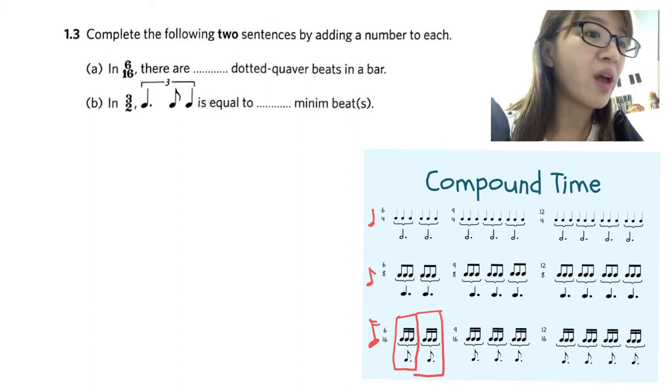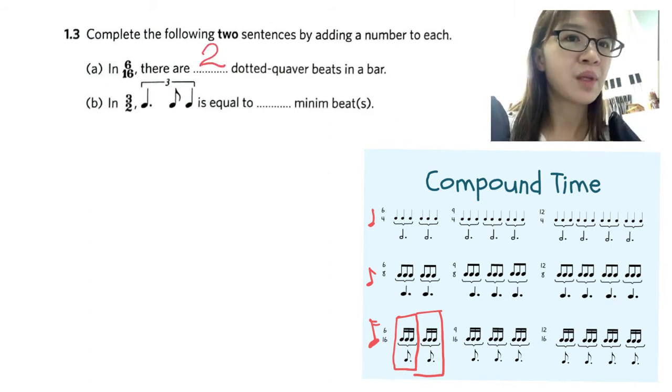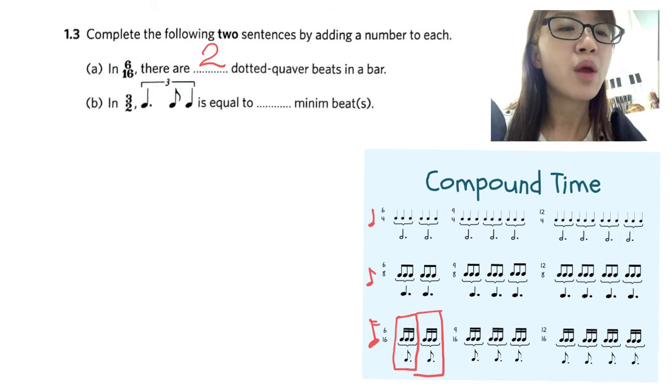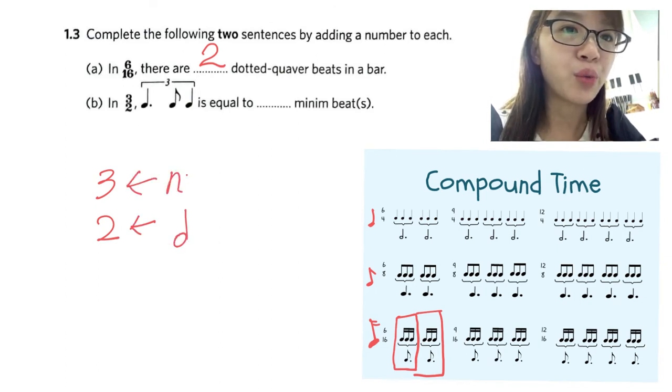dotted quaver. So how many dotted quaver beats are there in a bar? There are 2. In 3-2, we have 3 minims. When the bottom number is 2, it means minim. 3 is the number. So we have 3 minims.